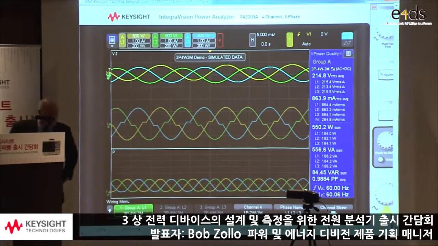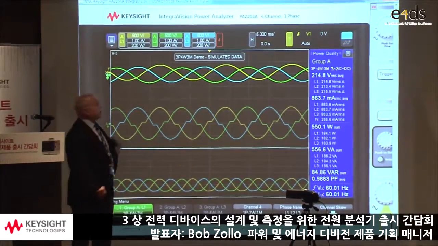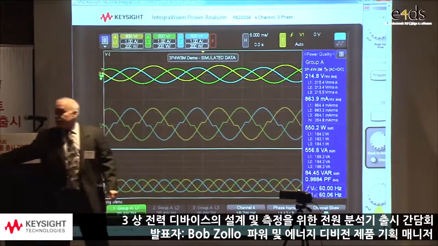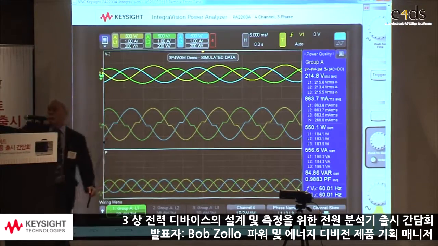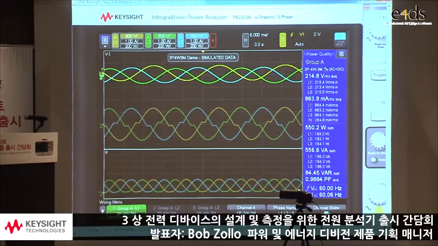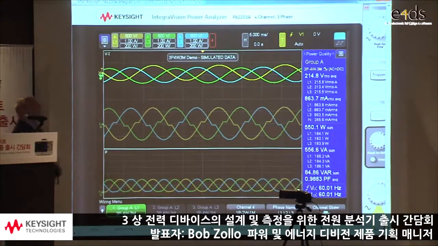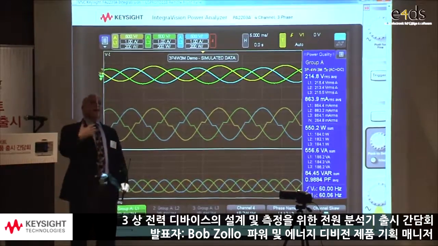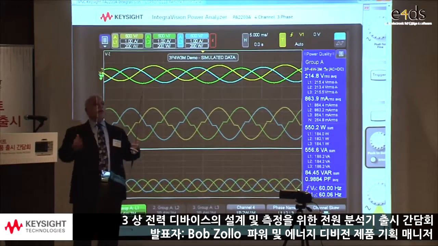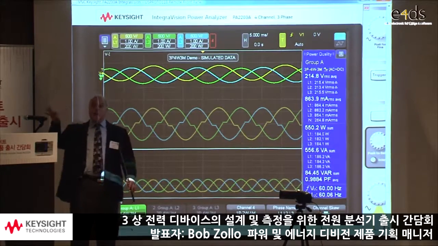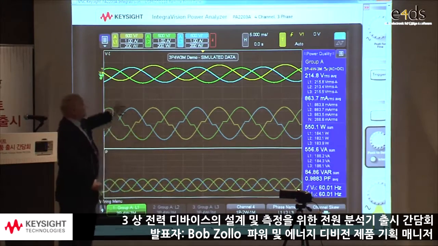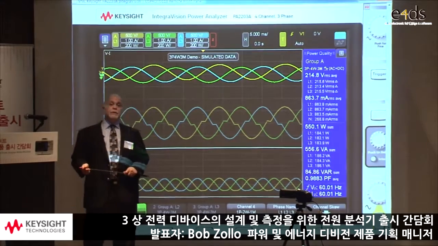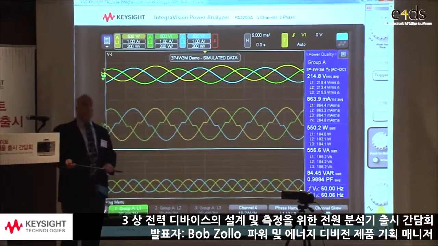So what you're seeing now is the screen of the IntegraVision Power Analyzer. This screen is the same as this one. We are connected through a LAN cable between the PC and the instrument. What you're actually looking at is a page that is via Internet Explorer. So you bring up Internet Explorer, you type in the web address of the instrument, and this page appears. So it's very easy to set up and measure using the LAN and the web browser.